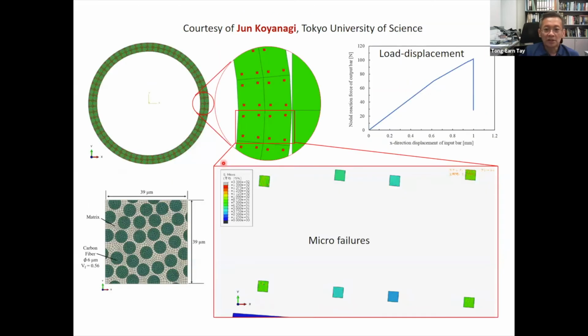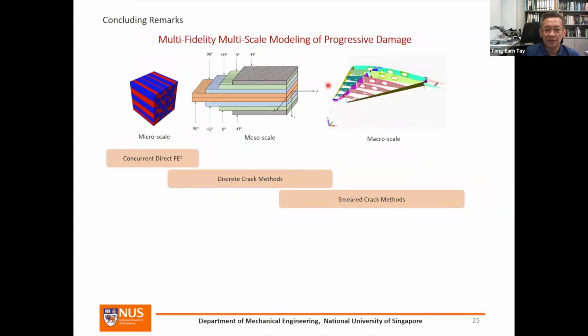And this is what Jun shows. At the micro scale, you can have a failure criteria which you can apply. At the micro scale and at the Gauss points, you have these failures explicitly modeled. So on the left, this is the FE mesh of the micro scale at the Gauss points, which Jun used. This is being used with permission from Professor Koyanagi.